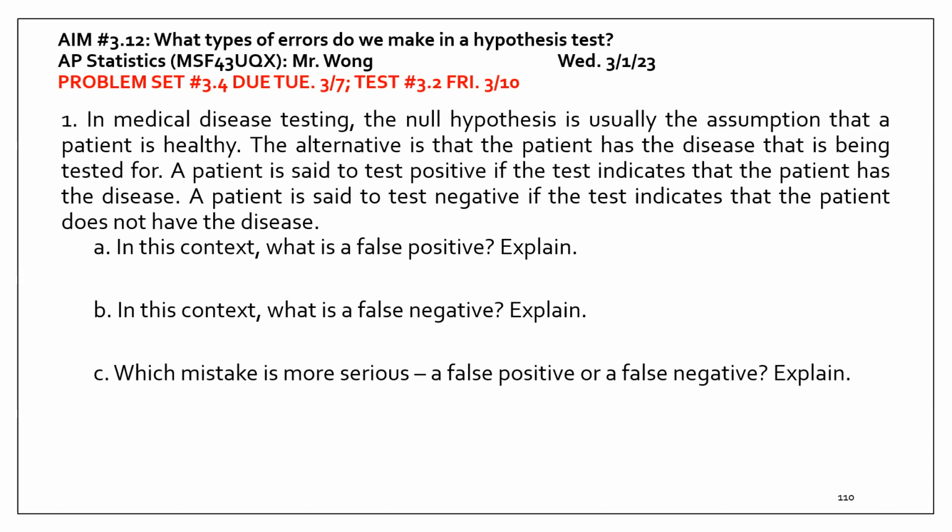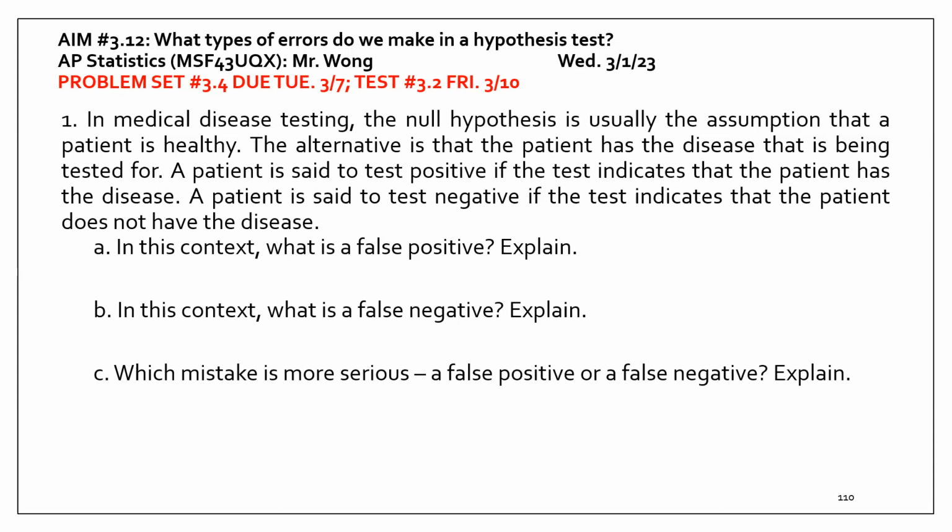We see here in medical disease testing, the null hypothesis is usually the assumption that a patient is healthy. The alternative is that the patient has the disease that is being tested for. Patient is said to test positive if the test indicates that the patient has the disease. Patient is said to test negative if the test indicates that the patient does not have the disease. So in this context, what is a false positive?